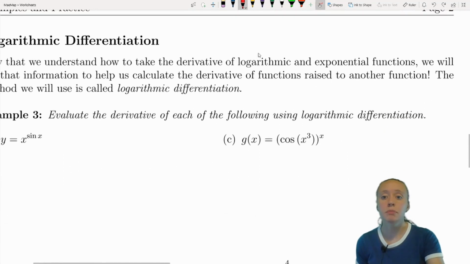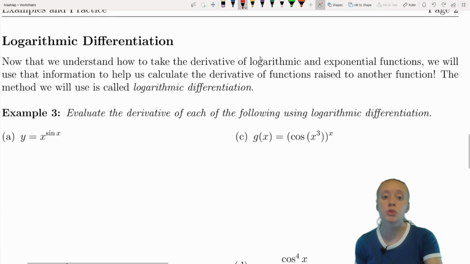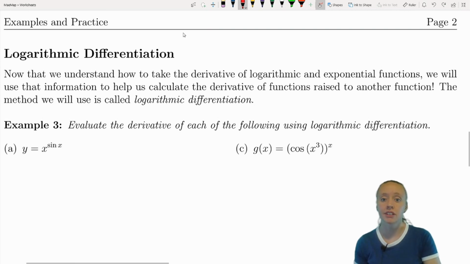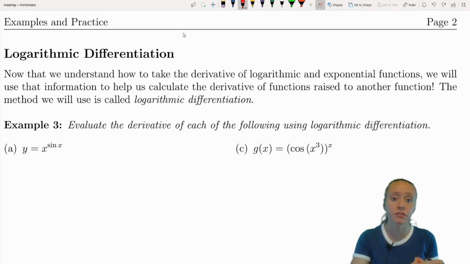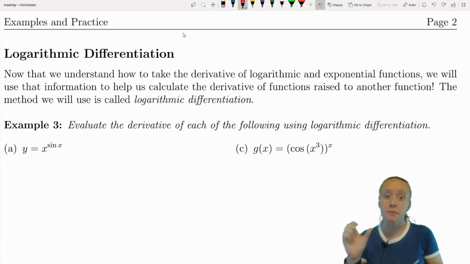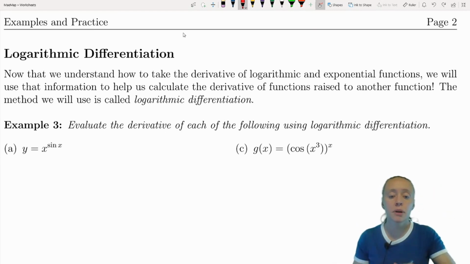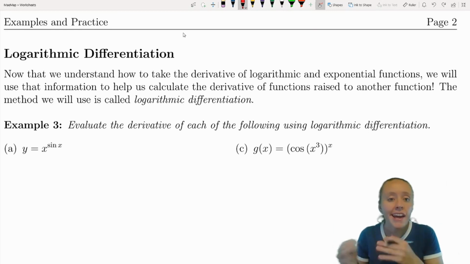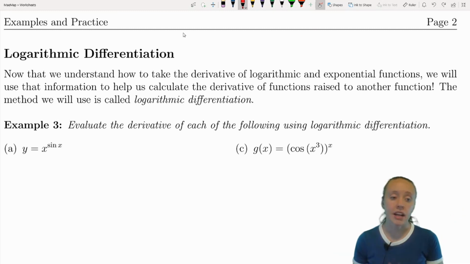Now that we've got some good practice in, it's time to really dive into some logarithmic differentiation. Now that we understand how to take the derivative of logarithmic and exponential functions, we will use that information to help us calculate the derivatives of functions raised to another function. So not just some constant raised to the x, but maybe like 3x squared raised to the x. Or like in part A, x to the sine of x. How do we do that?